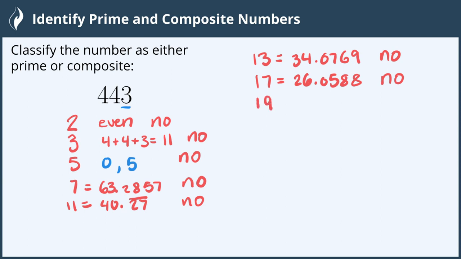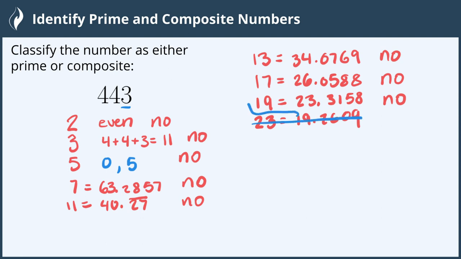The next prime number is 19. 443 divided by 19 is 23.3158. Again, I have a decimal, so it is not evenly divisible by 19. And I can see that if I divide by 23, the next prime number, I'll end up with 19.2609, which is smaller than the divisor that I just did, so I didn't even need to do this one, because I will start working backwards in this direction, as you can see here.